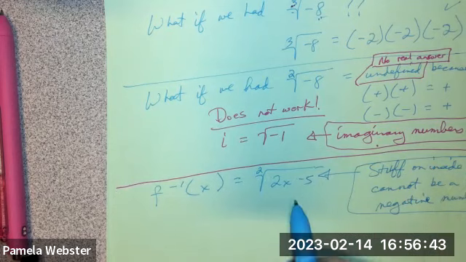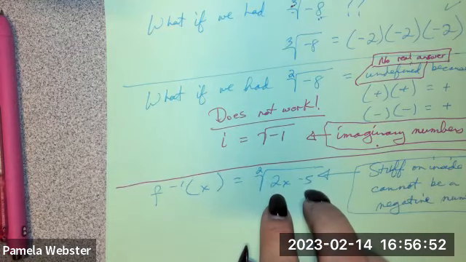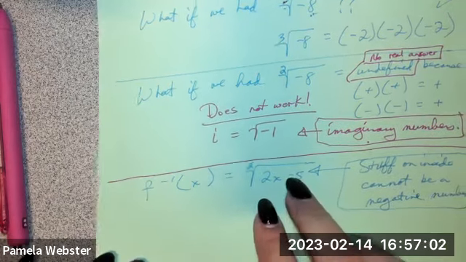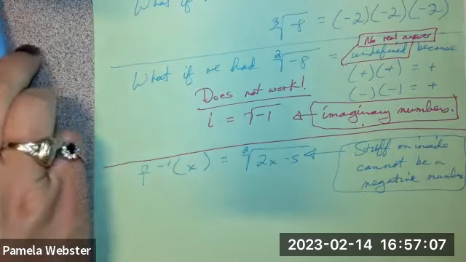Okay. What if x was 5? 2 times 5 is 10. 10 minus 5 is 5. I had to get the square root of a 5. It's not a pretty number. It's irrational, but at least it's not negative. So I can take the square root of 5, right? That's not a problem. The only time I have an issue is when all this stuff here is negative.